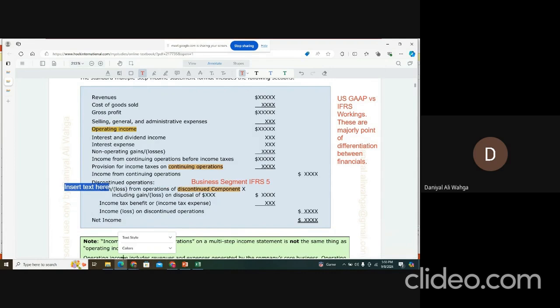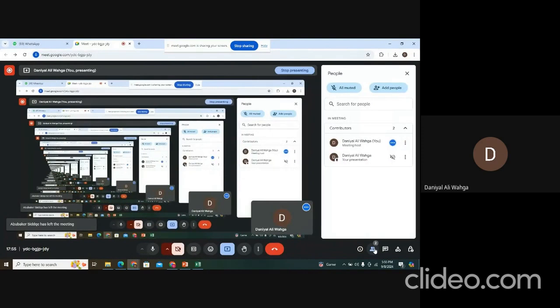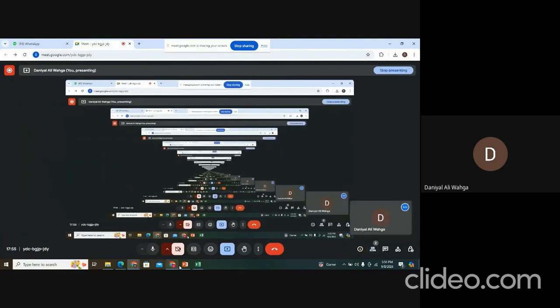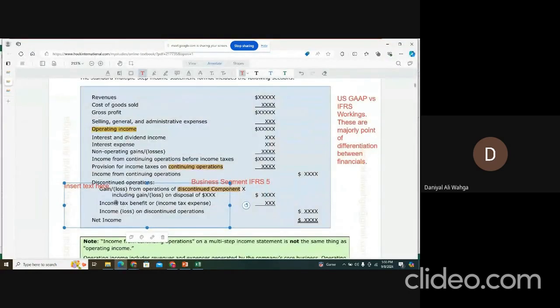Just wait for a second, people are entering. We were learning the financials.